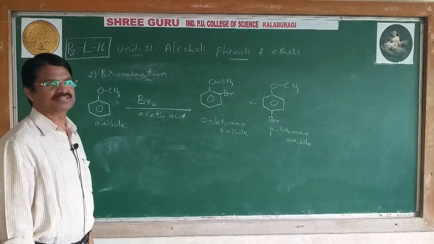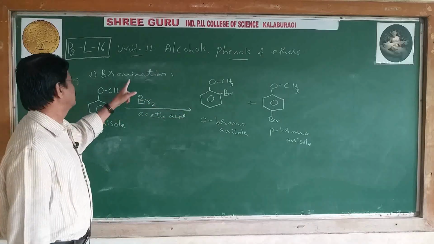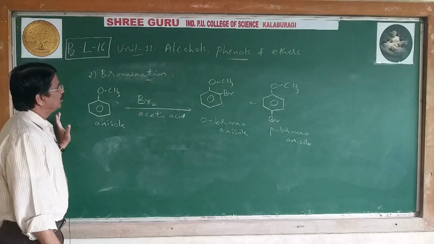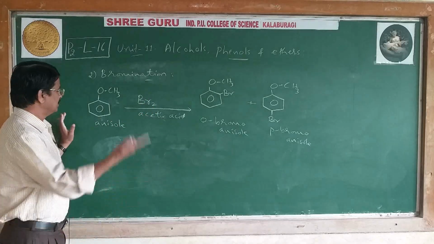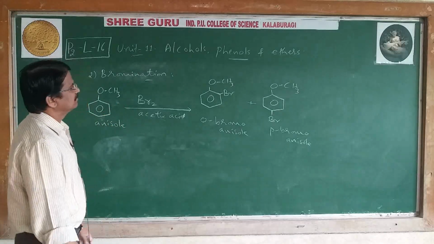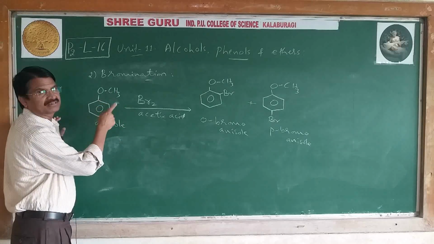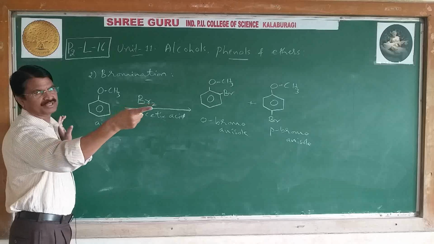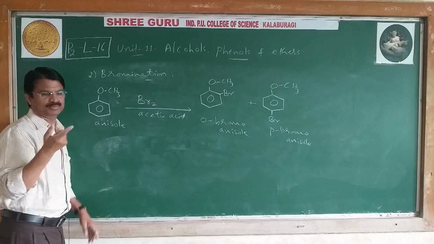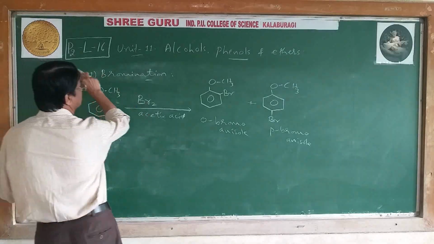You may get 2 more questions. Give the equation for the electrophilic substitution reaction of anisole in the case of bromine, or what happens when bromine in acetic acid reacts with anisole, and write the equation. Like that also they can ask. Now here what we observe, Br plus goes on the benzene ring, hence it is said to be an electrophilic substitution reaction, but we are getting 2 products due to the methoxy group. It is said to be an ortho-para director. This is in bromination. Next, Friedel-Crafts reaction.